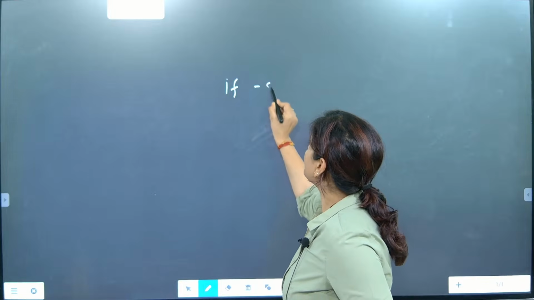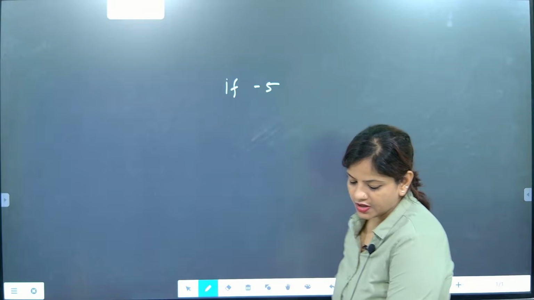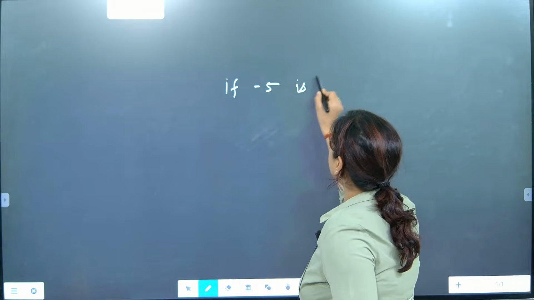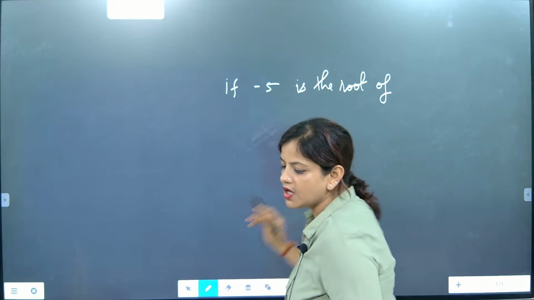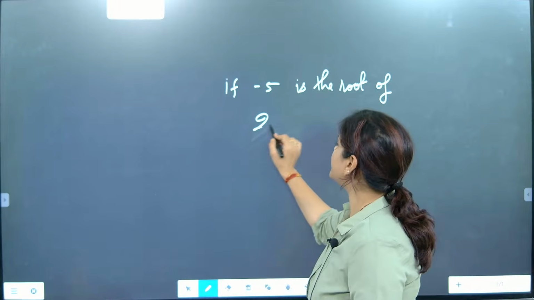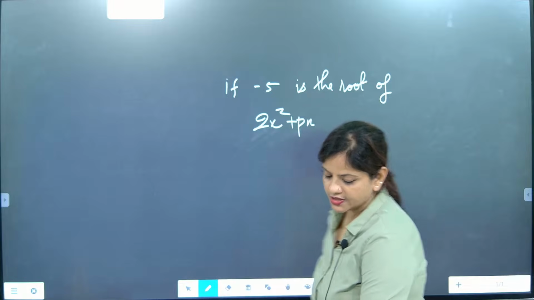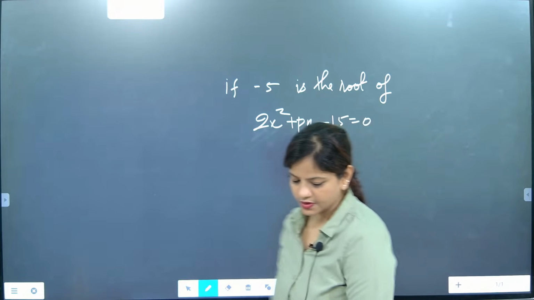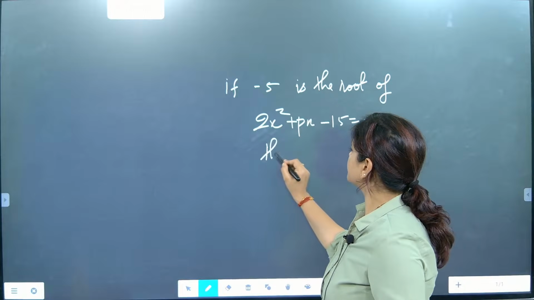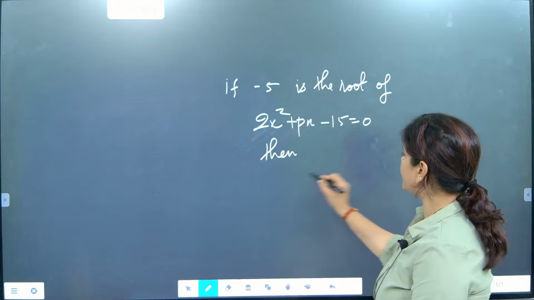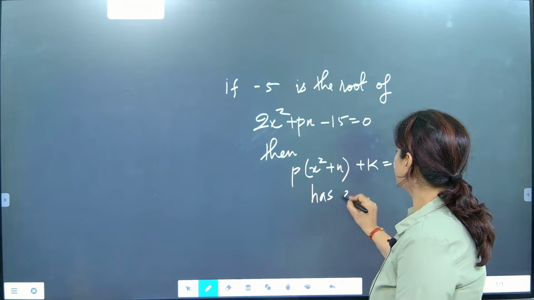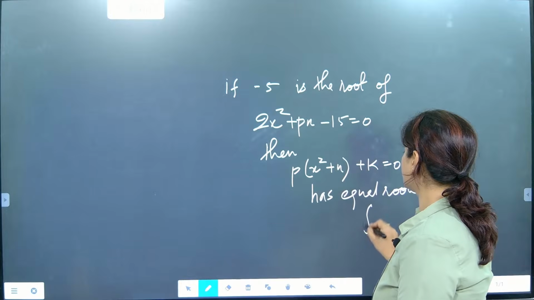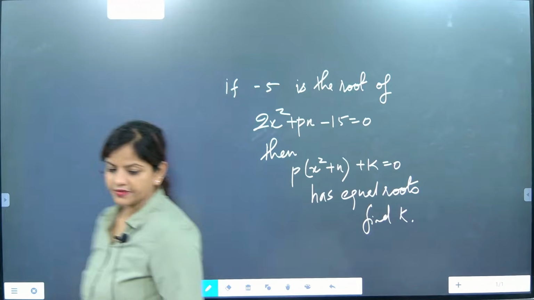If minus 5 is the root of the quadratic equation 2x square plus px minus 15 equal to 0, then the quadratic equation px square plus x plus k equal to 0 has equal roots. Find k. Come on, solve it.